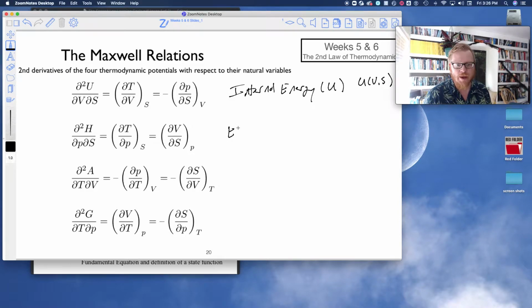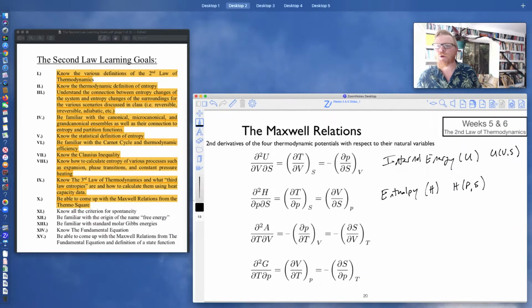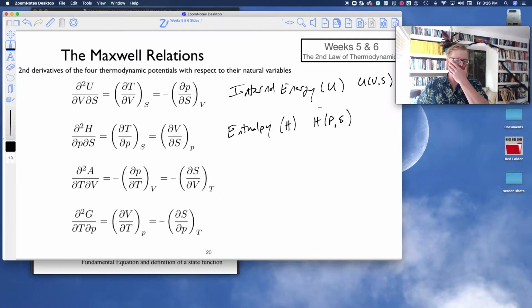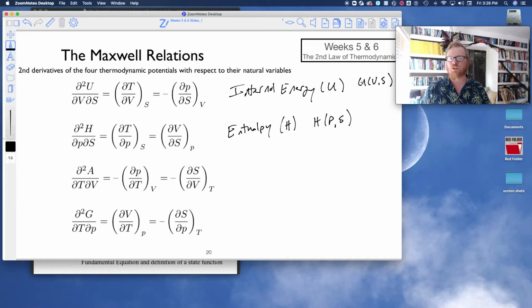The other one we've talked about, enthalpy, H. From this, we should interpret that enthalpy's natural variables are pressure and entropy. We kind of already saw that before, where we noted that constant volume heat capacity is related to internal energy and constant pressure heat capacity is related to enthalpy. But as it turns out, each of them is also related to entropy.